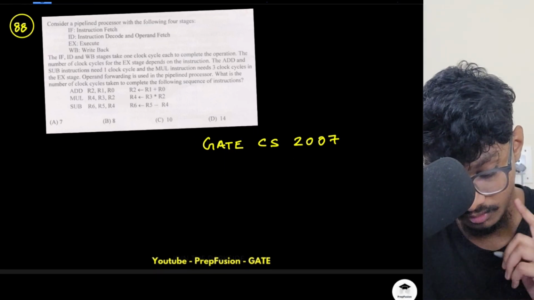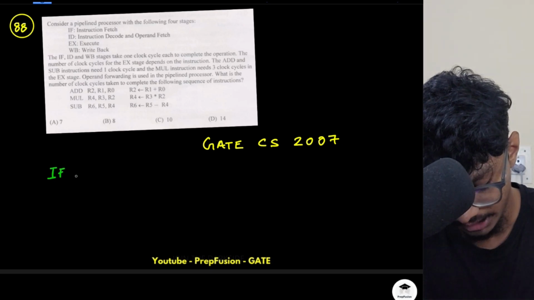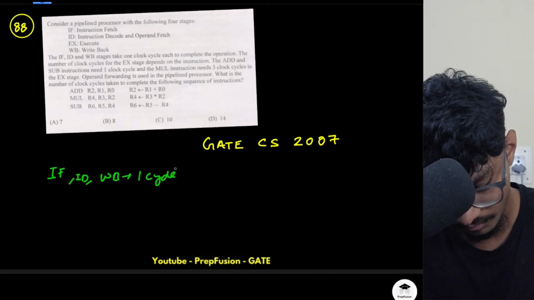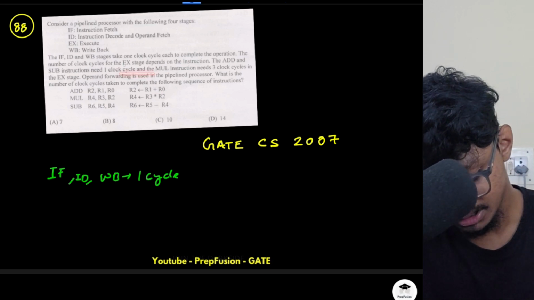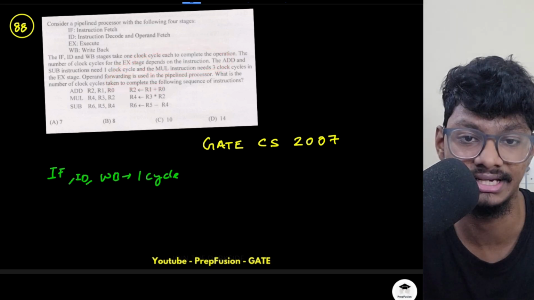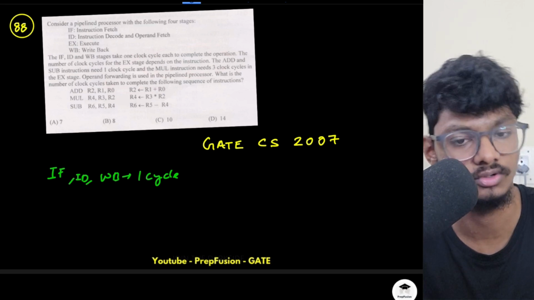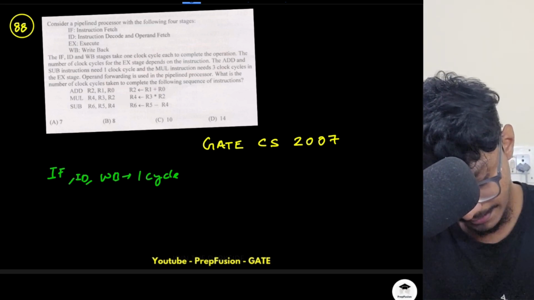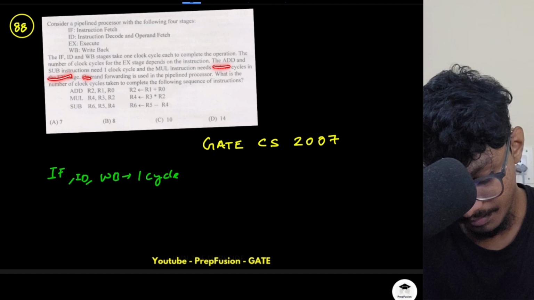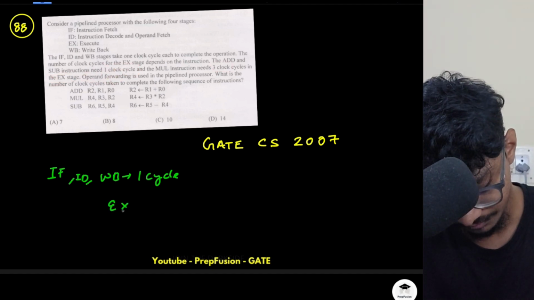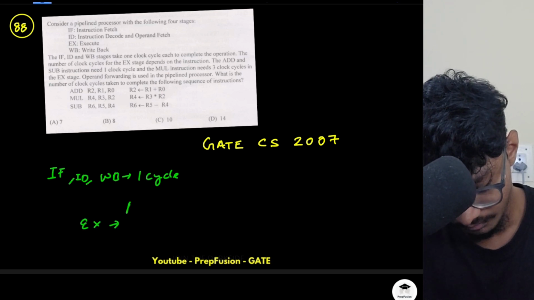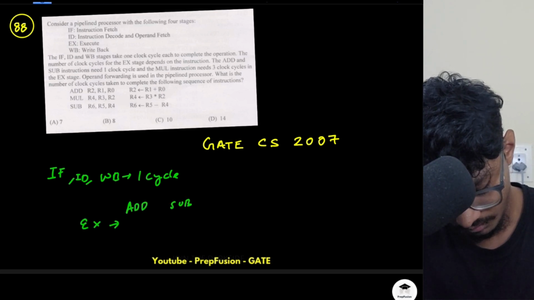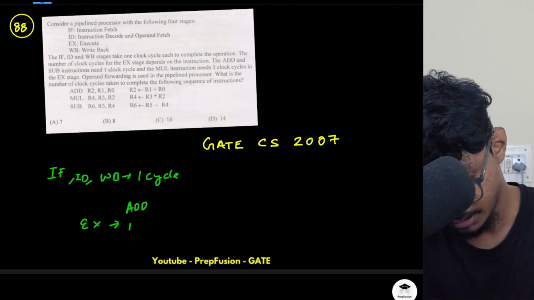So IF, now this is a very, very good question. IF, ID and WB take 1 clock cycle, and my execution stage depends on the instruction. How many cycles the execution stage will take actually depends on the instruction. The add and the sub instruction need 1 clock cycle. So in execution, if I have add or subtract, it will be 1 clock cycle, right?